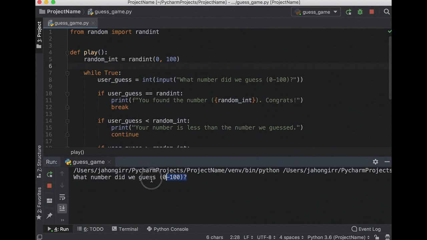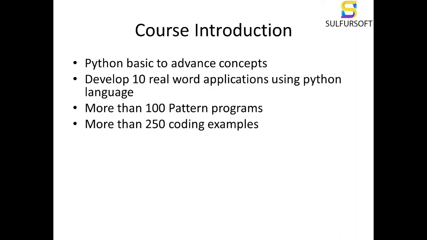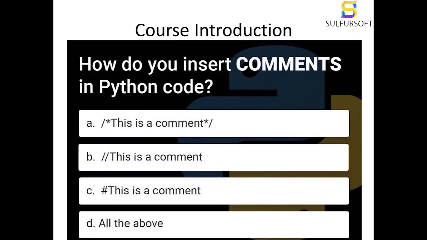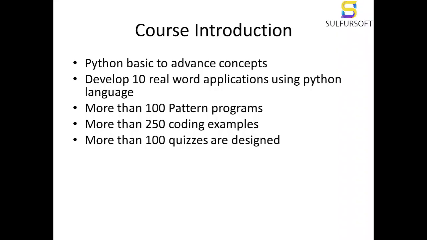During this course, we shall develop 250 plus coding examples so that our Python skills could be increased. More than 100 quizzes are designed specifically to judge the skills which we are going to attain in this course. After completion of each step, there will be a quiz.